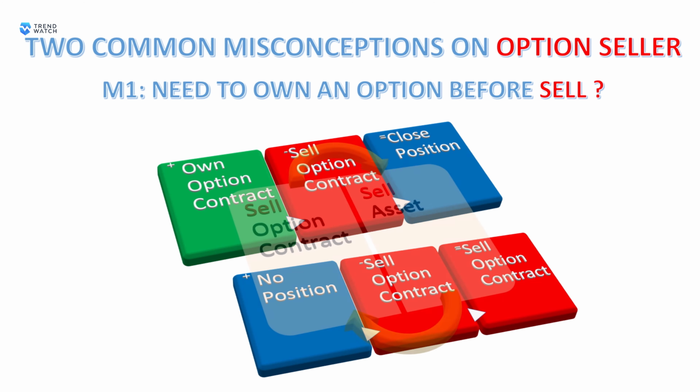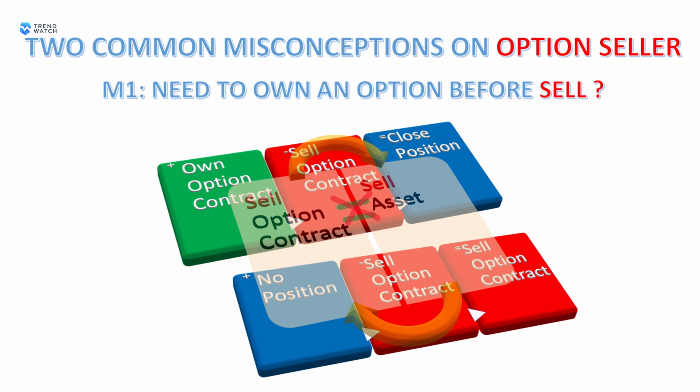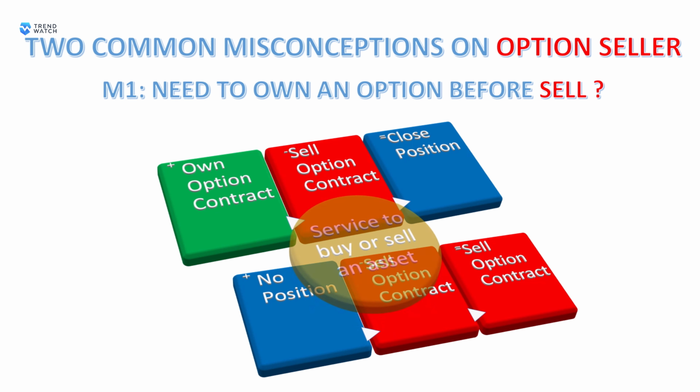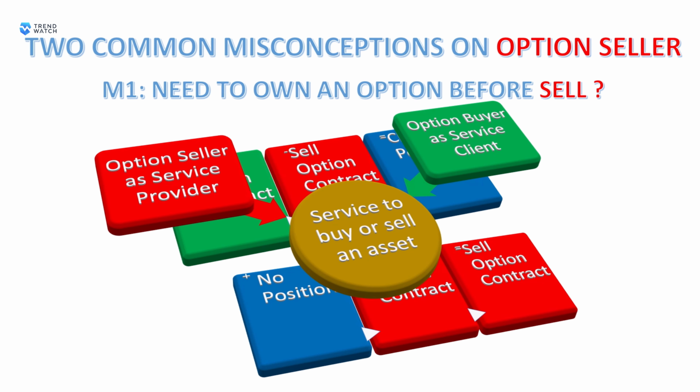It is important to understand that the term sell in this context differs from selling an asset like a house or stock. An option contract itself is not an asset. Rather, it represents a service that allows the buyer to purchase or sell an asset on its expiration date. In this sense, option sellers function as service providers, while buyers pay a fee for that service. Therefore, option sellers do not need to own the contract before offering it.